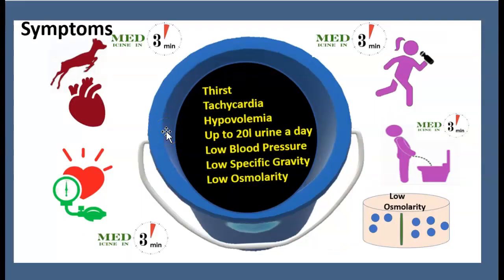Now, when we're dealing with symptoms, there are a lot of symptoms that we're going to find. The first is thirst, obviously. There's going to be a lot of liquid leaving the body, so that person is going to feel much more thirsty than they would normally. The second is tachycardia, essentially the heart rate going up very rapidly and maintaining a very high rate. The third is hypovolemia, with up to 20 liters of urine a day, just a very large quantity leaving the body. There's going to be low blood pressure, low specific gravity, and low osmolarity.